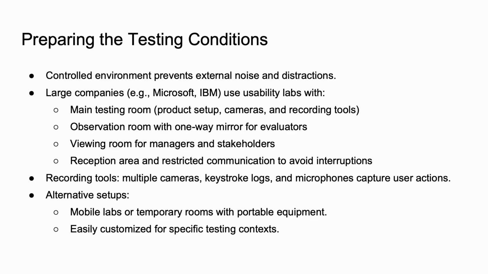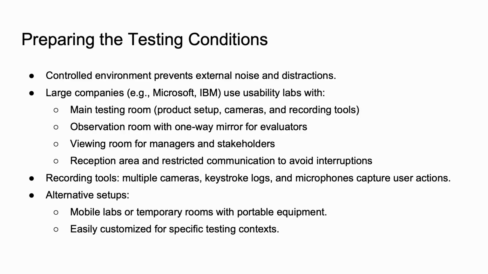Preparing the testing environment is critical to ensure results are not influenced by outside factors. Companies like Microsoft and IBM have purpose-built usability labs that allow controlled testing without noise, distraction, or interruptions. These labs often include several sections: a main testing area where the user interacts with the product, an observation room with a one-way mirror for evaluators, and sometimes a viewing room where managers can watch live sessions.